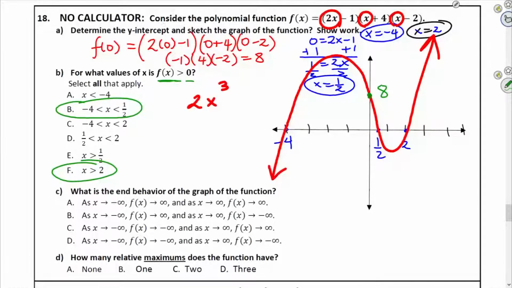What is the end behavior? Well, as x goes to negative infinity to the left, it's going down. So it looks like one of these two. And as x goes to positive infinity, it's going to positive infinity, so it's this one right here. How many relative maximums does it have? It has 1 right here, so it has 1.